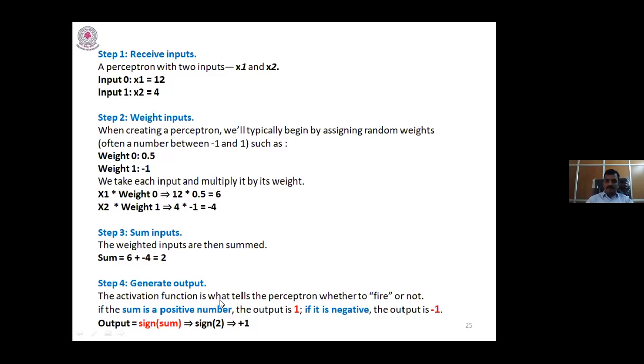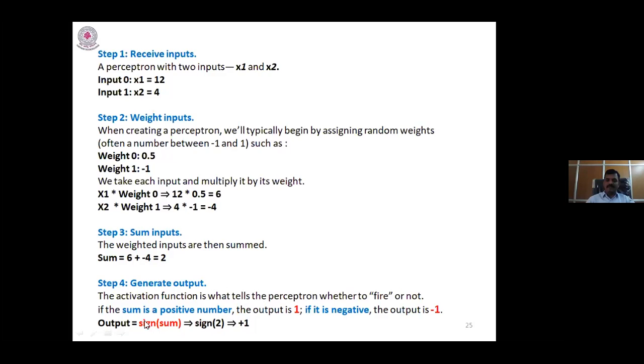The activation function tells the perceptron whether to fire or not. So how does the neuron decide whether it fires or not? On the basis of the activation function. What is my activation function? My activation function is sign. If it is a negative value, then I'll produce -1. If it is a positive value, I'll consider it as a positive value only. So this is my sign activation function.